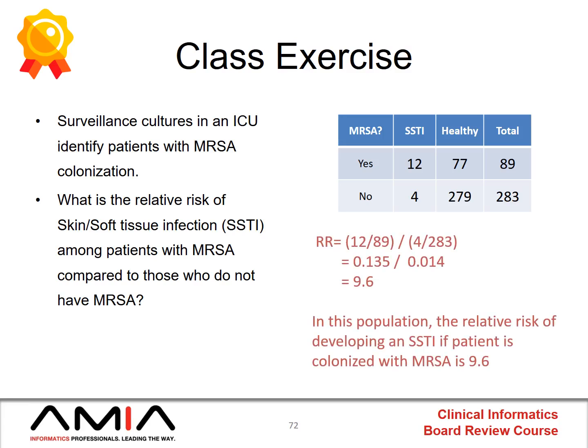And here's how you would do that: the risk in the exposed group is 12 out of 89, and the risk in the unexposed group is 4 out of 283, which gives me a relative risk of 9.6. And I know from that previous table that because that relative risk is greater than 7, that means there's a very strong increase in risk of skin and soft tissue infections among patients who are exposed to MRSA. Colonized with MRSA.